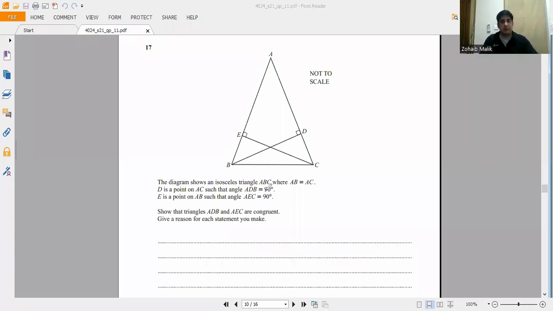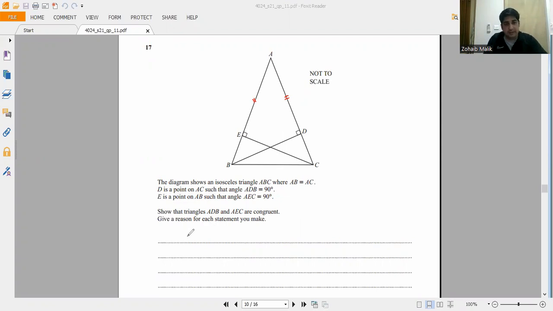The diagram shows an isosceles triangle ABC where AB is equal to AC. D is the point on AC such that ADB is 90 degrees and E is the point on AB such that AEC is equal to 90 degrees. Show that the triangles ADB and AEC are congruent.